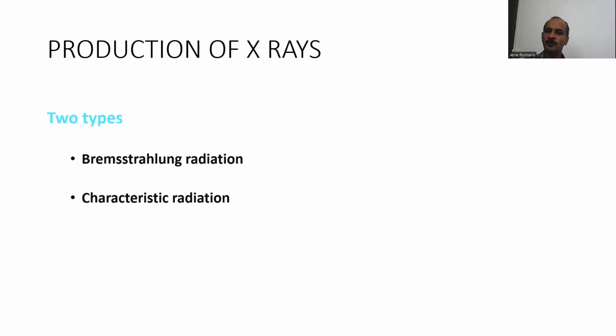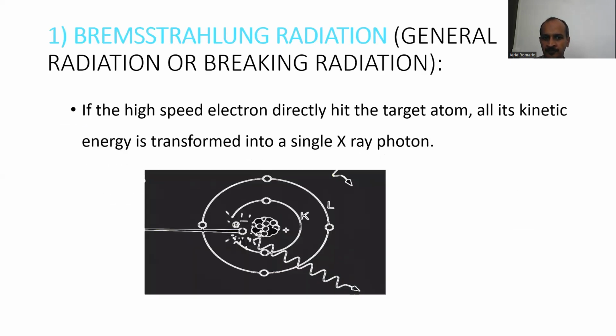There are two types of production of X-rays. One is Bremsstrahlung radiation and the other one is characteristic radiation. In our dental X-ray production, more Bremsstrahlung radiation is created than characteristic radiation.